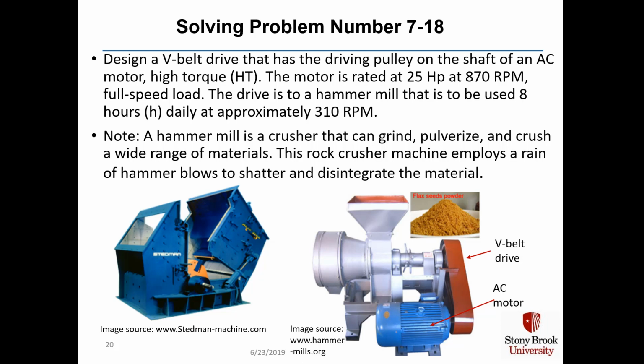A hammer mill, shown in these photos, is a crusher that can grind, pulverize, and crush a wide range of materials. It's otherwise known as a rock crusher, and it basically employs a large number of hammer blows to large rocks to shatter and disintegrate the material into small rocks. Or you can use hammer mills in agriculture. In this case, we're showing flaxseed powder being created from raw seeds.